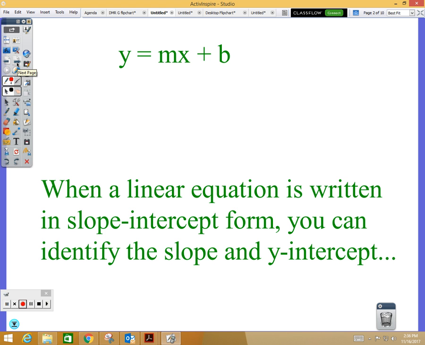So this is slope-intercept form, y equals mx plus b. And when a linear equation is written in slope-intercept form, you can identify the slope and the y-intercept. Well, that's up to you. So yesterday we talked about that m represents slope. So just the m, not the x, just the m. And the b represents y-intercept, and that sign kind of goes along with it.